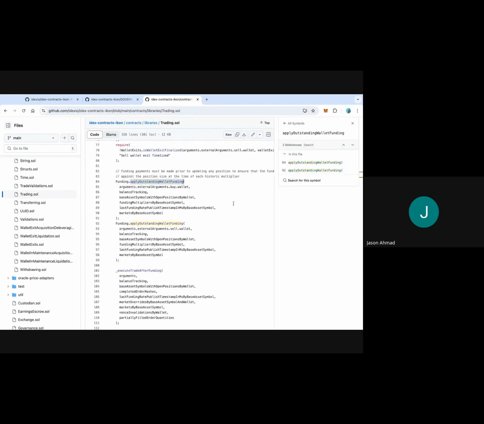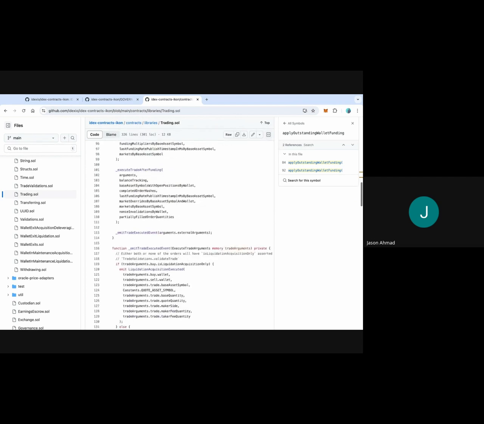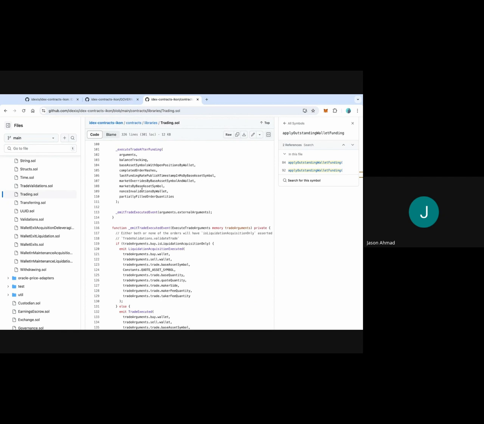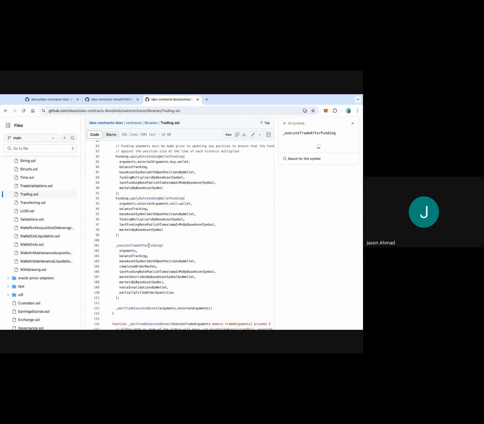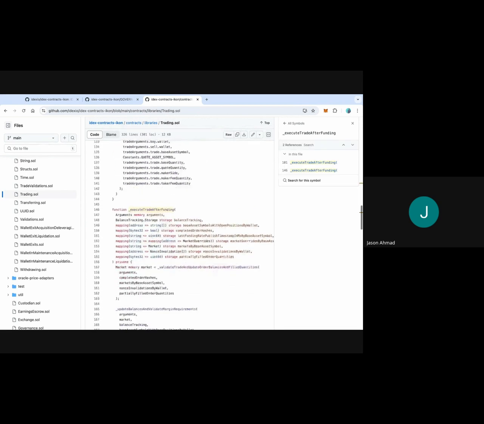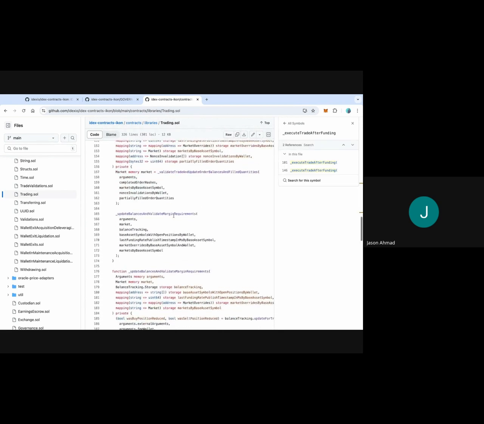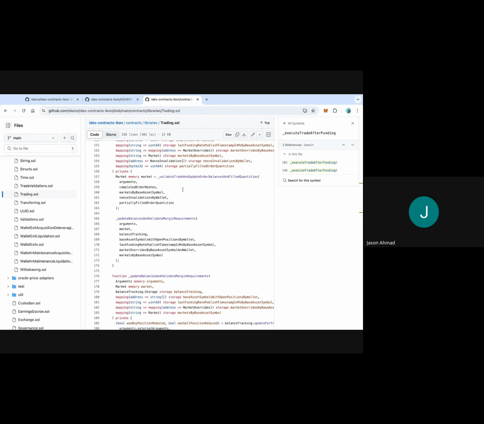At the start of any of these functions that change the balance state of a wallet, we apply funding payments. If you're not familiar with perpetuals, it's a common mechanism across perpetuals. We can talk about it in a few minutes here, but just to note that you'll see this commonly at the start of any of these entry point functions that modify wallet balances. And then again, through here, enters various different points of functionality that says, for example, execute trade after funding. If we work through here, we see there's two main steps here. We're validating all the inputs, and then we're updating the balances.